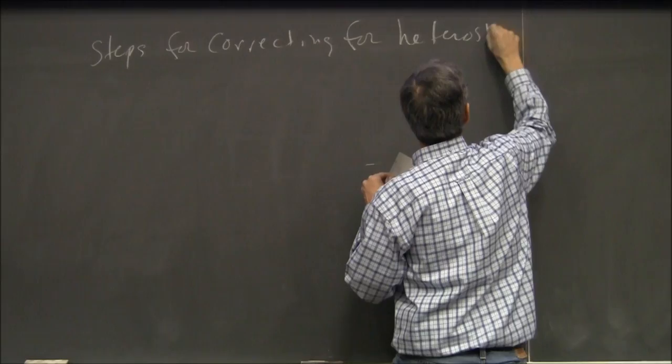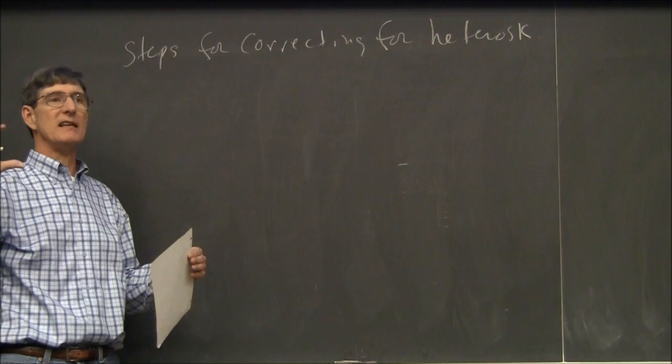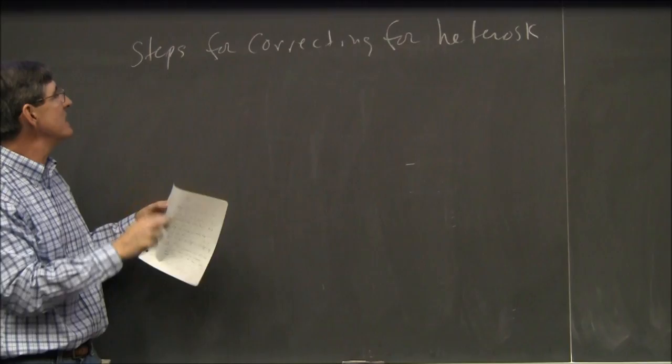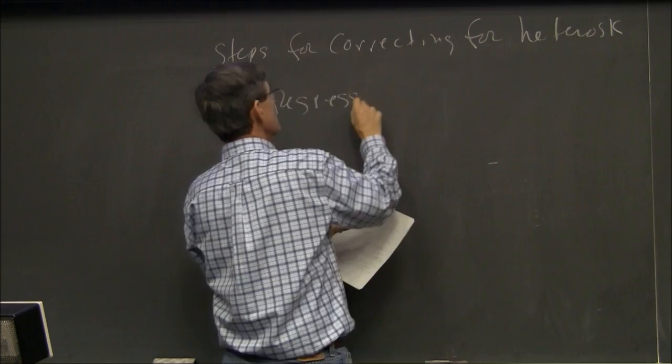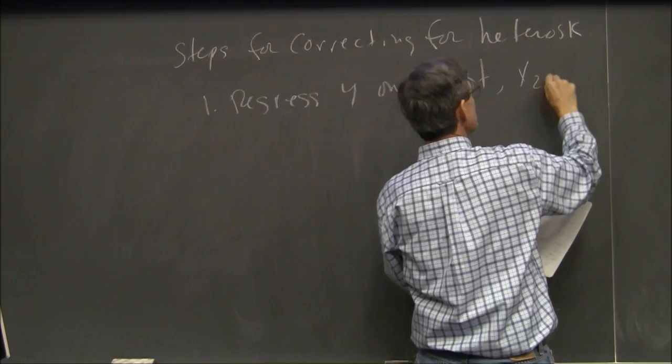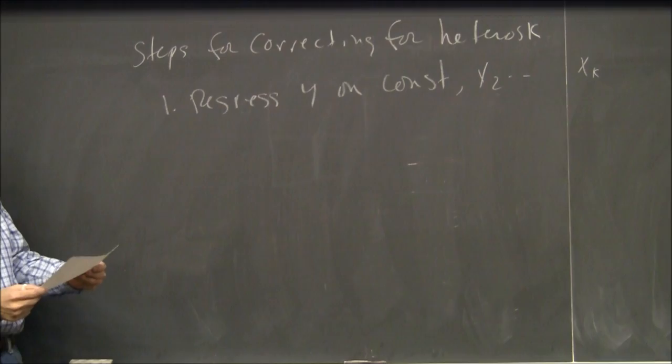We want to divide by the standard deviation at every point in time. So we need an estimate of the standard deviation. So most of these procedures, this is all about getting an estimate of the standard deviation, dividing by it, and doing a new regression. So the first step was to regress y on, again, we did this last time, a constant, and x2 to xk. I wrote x1 last time and corrected myself, so we did this. This gives you the estimated parameters.